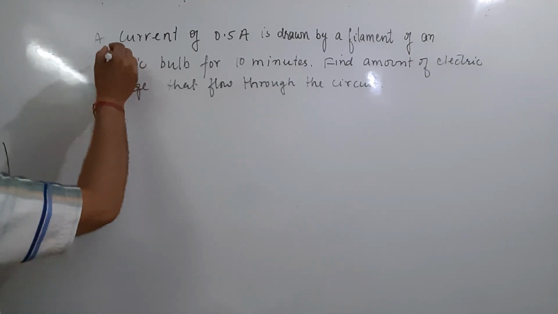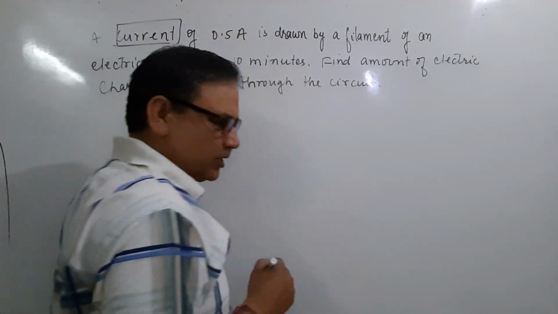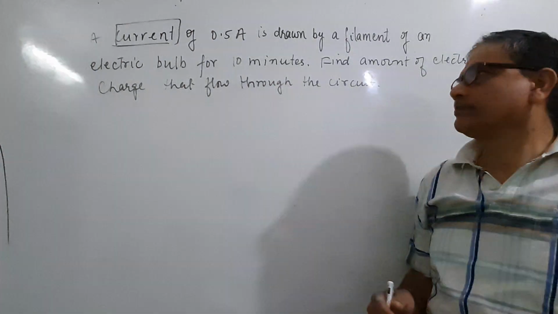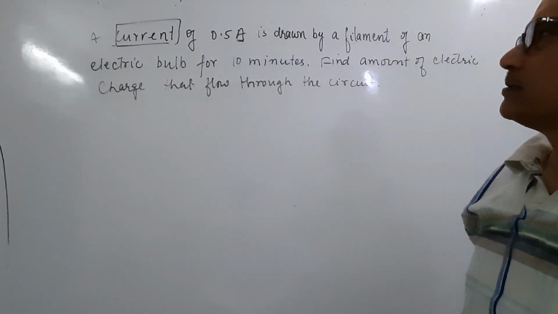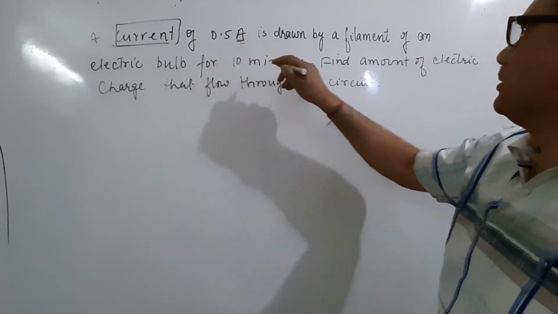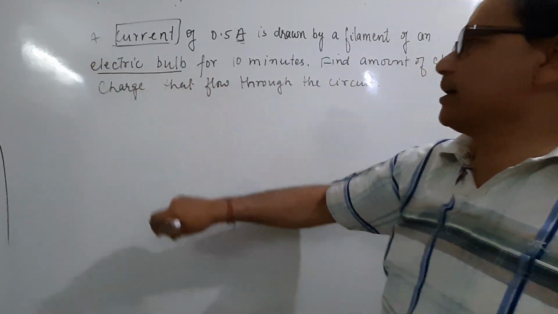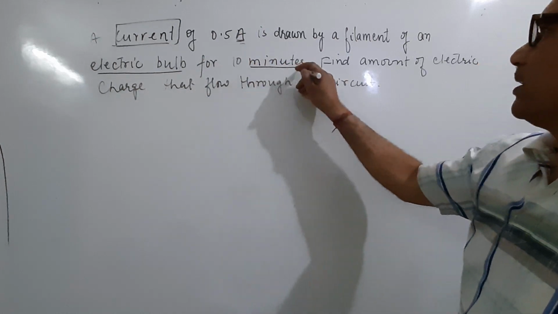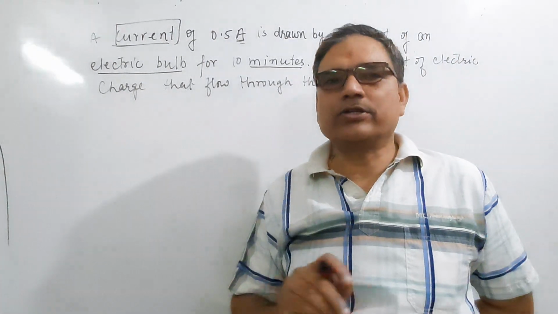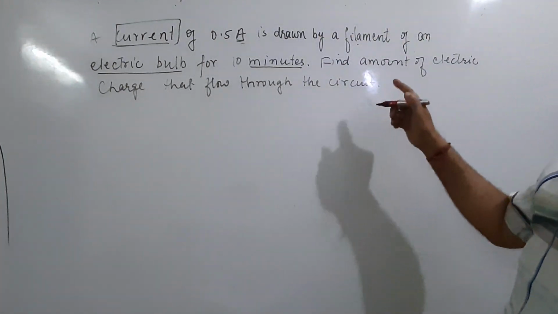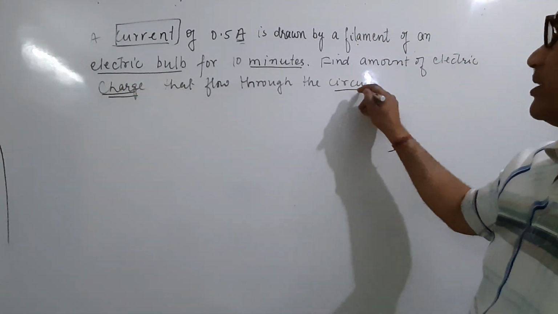Now the question is: a current of, you have to know, tell me what is current. Can you tell me what is current? And what is this? A. And drawn by a filament of an electric bulb. What is electric bulb? 10 minute. What is minute? And filament, where it is used inside the bulb, which is made up of tungsten, high melting point. The amount of electric charge and through the circuit. What is circuit?